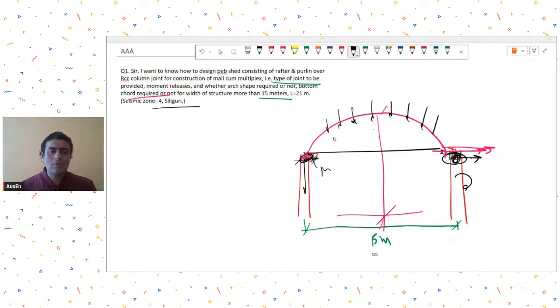So seismic loads are not that important as compared to the wind loads. So you may be in seismic zone 4, but seismic loads as such will not be that high as compared to wind loads, which will be critical and govern your design. Okay. So this was his query.